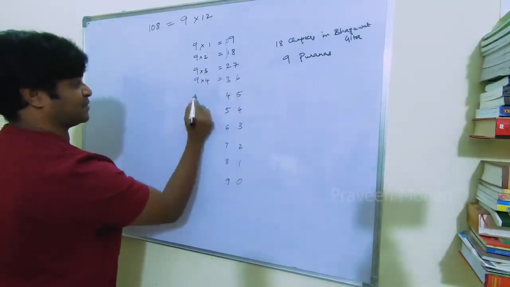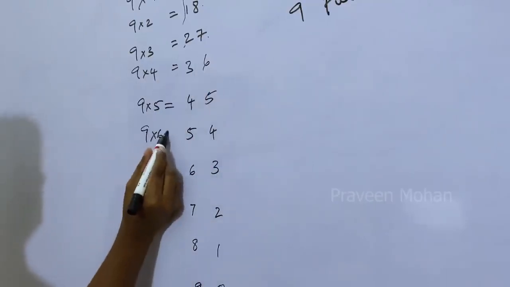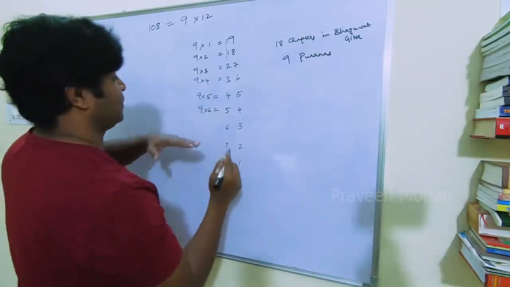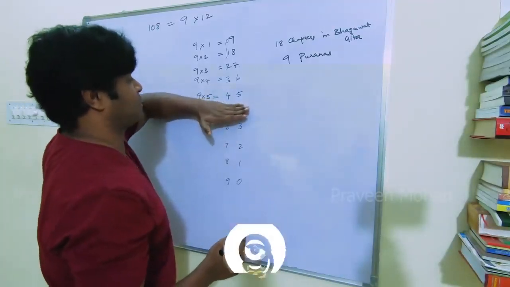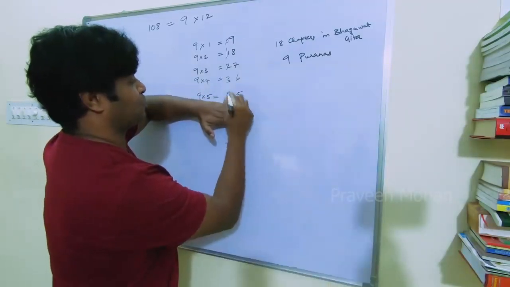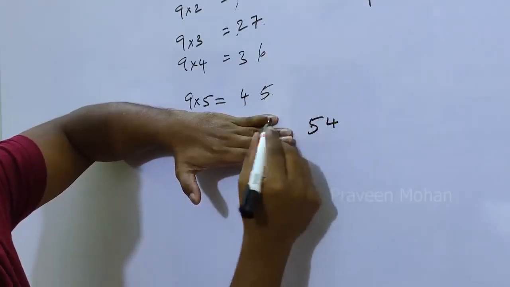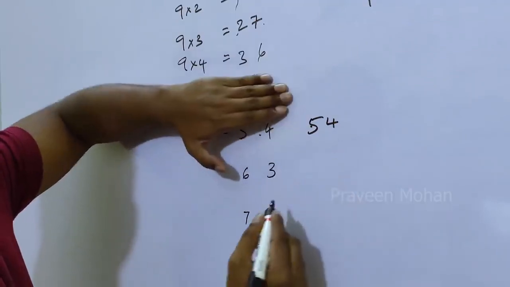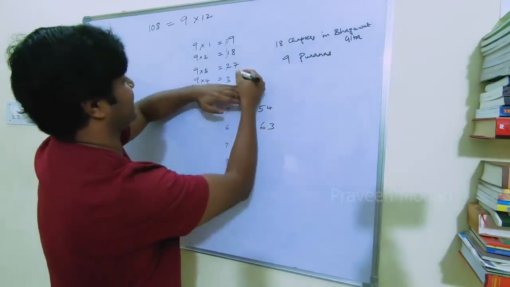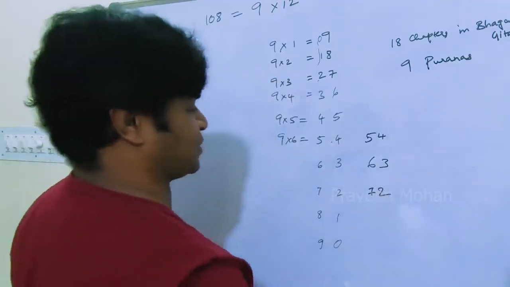9 times 4 is 36. 9 times 5 is 45. 9 times 6 is 54. There's another interesting way to do this, which is you just have to write till 9 times 5. This is 45. Now you just have to reverse the numbers. So it would be 54. 9 times 6 is 54. 9 times 7 would be 63. And you can just keep reversing the numbers. See, this is 27, now you can put 72.